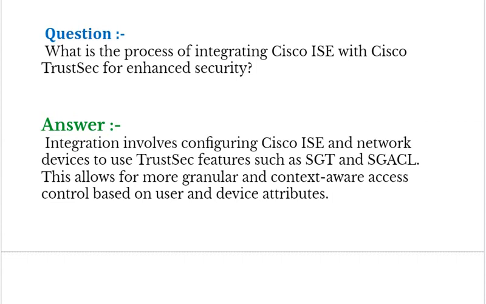Our next interview question is: what is the process of integrating Cisco ISE with Cisco TrustSec for enhanced security? Your answer should be: integration involves configuring Cisco ISE and network devices to use TrustSec features such as SGT and SGACL. This allows for more granular and context-aware access control based on user and device attributes.